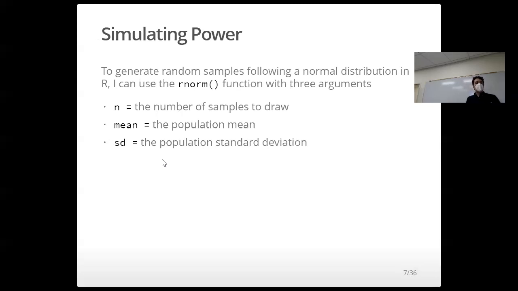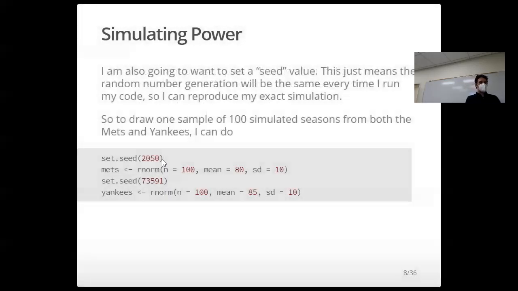So for rnorm, we need to know three things. We have n, which is the number of draws we want to make, the number of random numbers we want to generate. Then we need the mean and the standard deviation. If you don't enter those, it'll just default them to 0 and 1. But here we're using our actual population parameters.